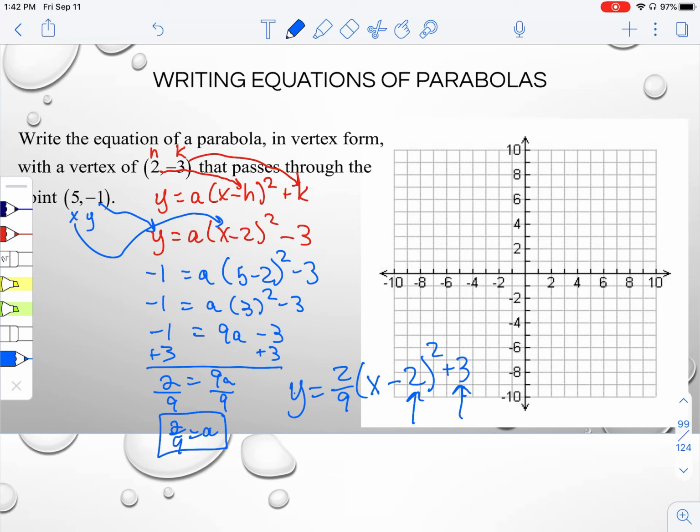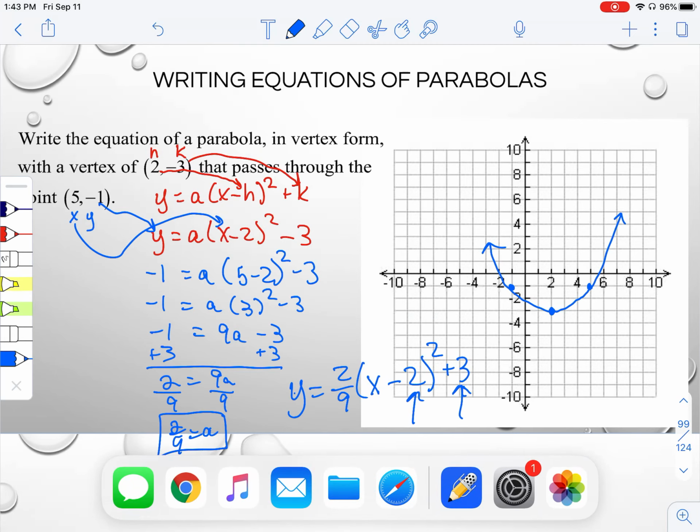If we plot this, 2, -3 is our vertex. It's supposed to go through 5, -1, all right? Which means on the other side, we went over 3 and up 2, so over 3 and up 2 on the other side. Okay, that would be another known point. All right, we can confirm this graphically.